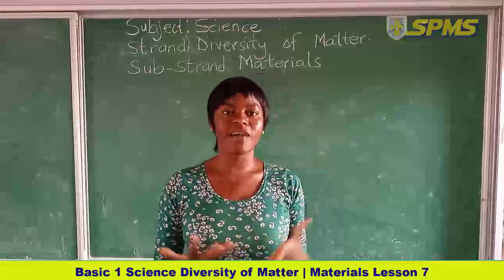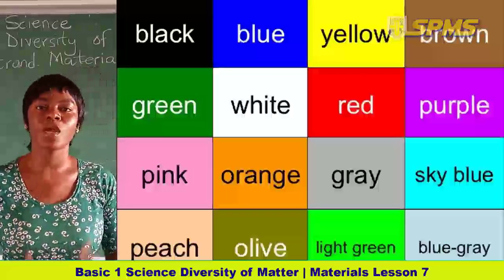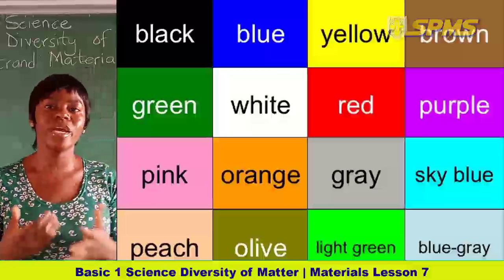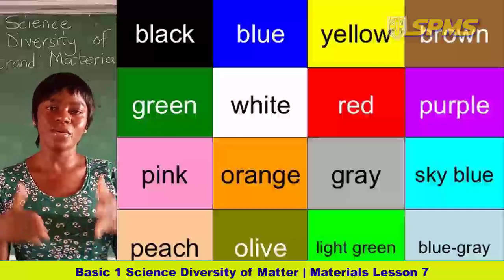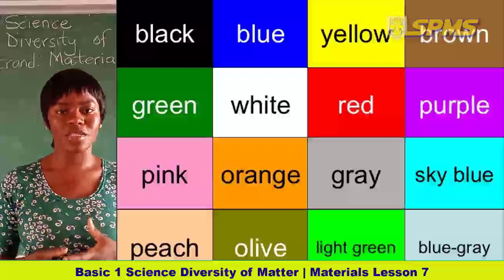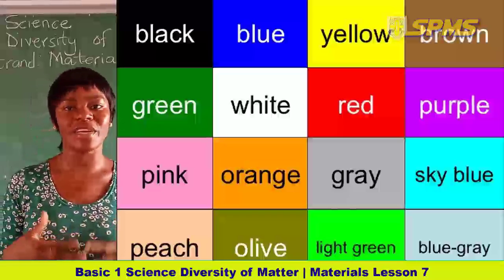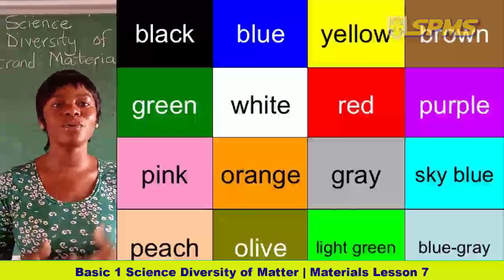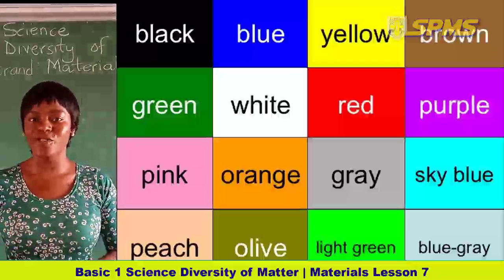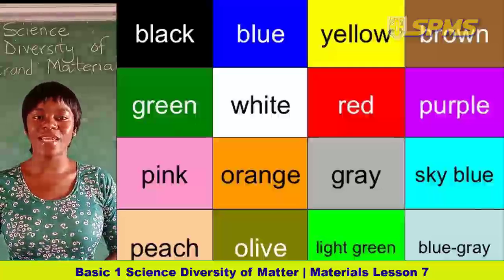Now look on your screen. I have a list of colors there. So we have black being the first one, blue, yellow, brown, green, white, red, purple, pink, orange, gray, sky blue, peach, olive, light green, and blue-gray. So as you are home, look around, look at some objects around you, and look at their colors. Good, let's move on to the next one.